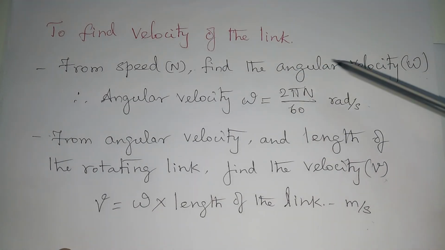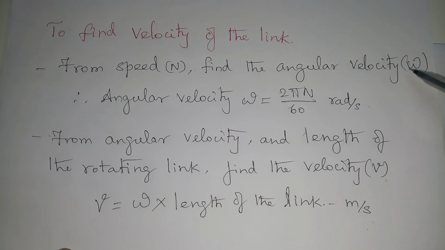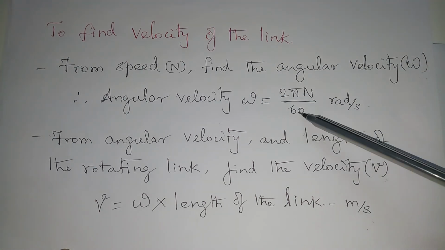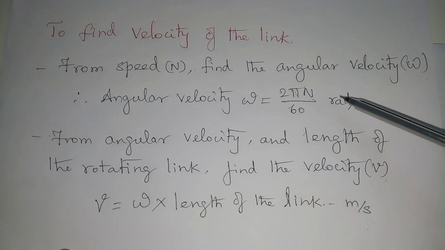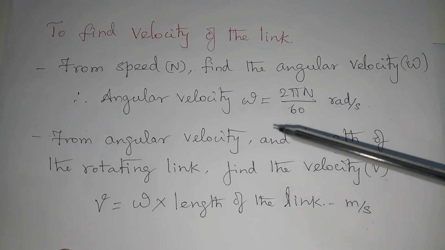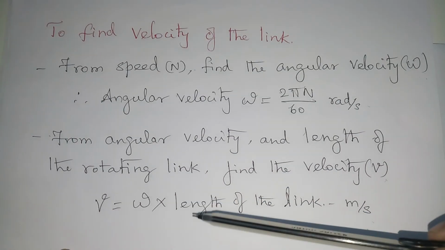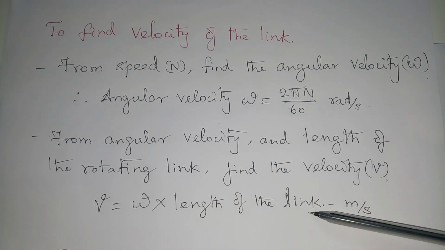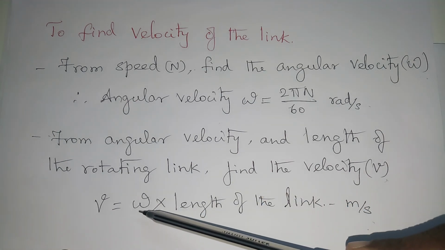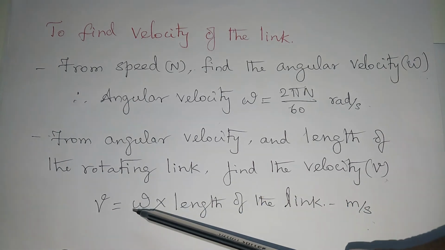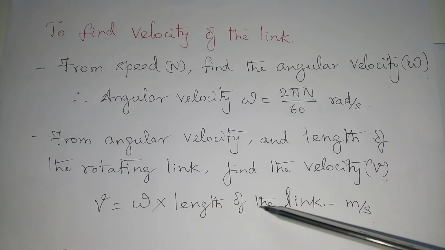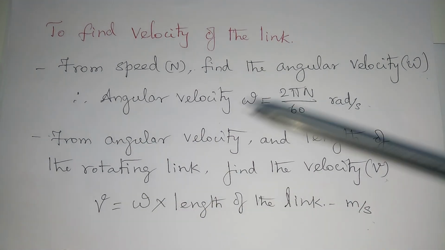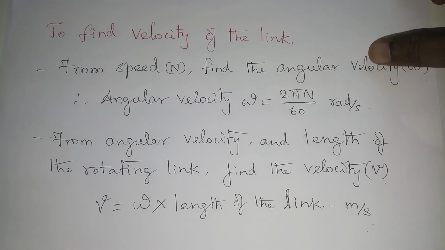From the speed you have to find the angular velocity omega. If speed is given, you can directly use omega equal to 2 pi N by 60 radians per second. From this you use the formula velocity equal to omega into length of the link. If omega is given directly, you can substitute omega and the length of the input link, and you will find the velocity of that particular link.